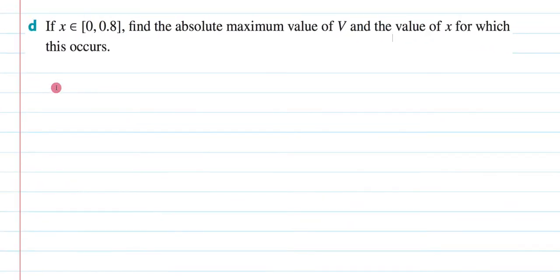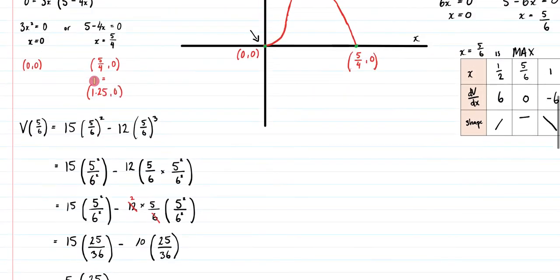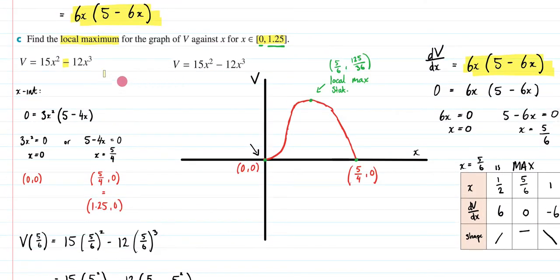What does it say? It says, if x is an element of 0 to 0.8, find the absolute maximum value of v and the value of x for which this occurs. So how does this differ from what we've previously done? Well, if we compare it to C, C said find the local max for the graph of v against x for, and as you can see here, I have a different domain. It's between 0 and 1.25, but I'm still finding the maximum.